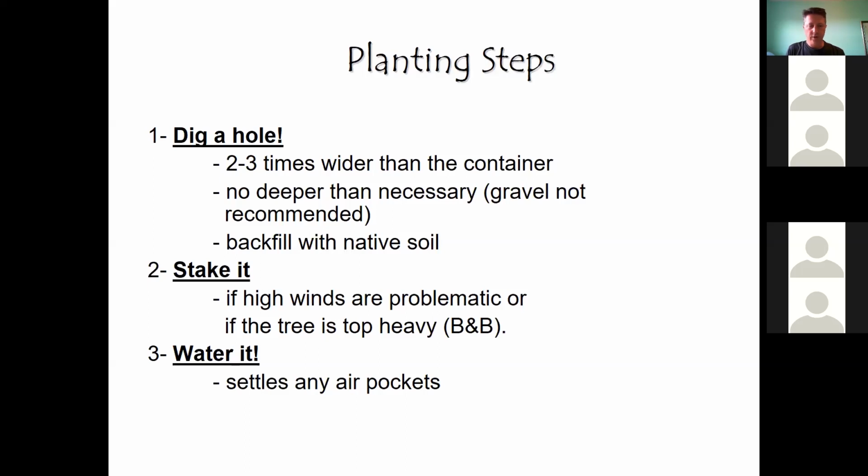We don't recommend any fertilizers at planting. We don't recommend any root starter types of solutions at planting. There's actually no real evidence that supports the fact that they are beneficial. But there's no evidence that supports that they're harmful, it's just an added expense that you don't necessarily have to have. And it certainly doesn't help the tree out that we know of.